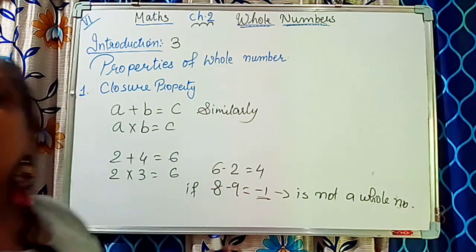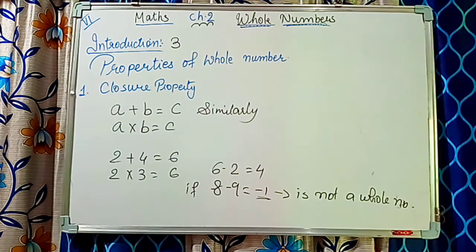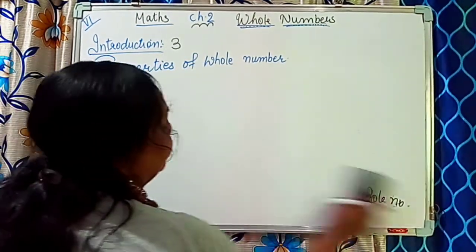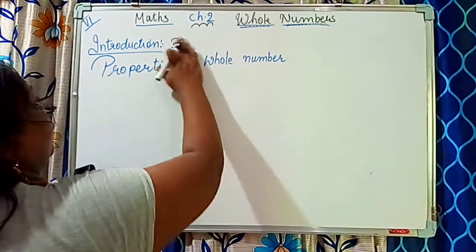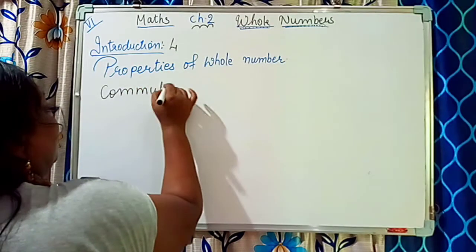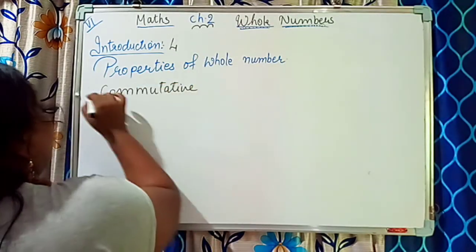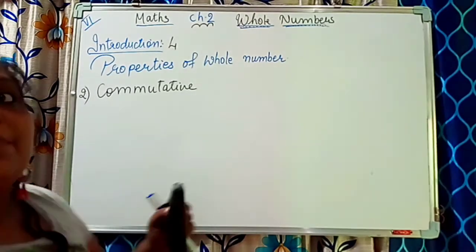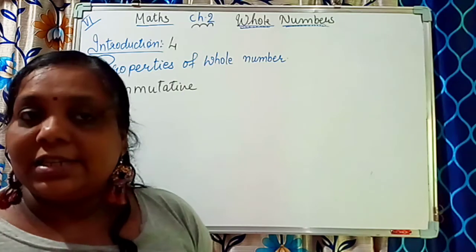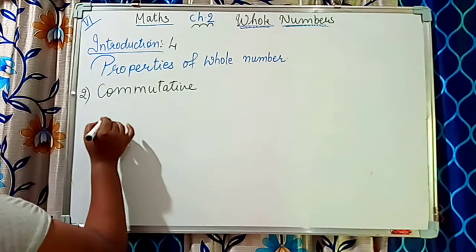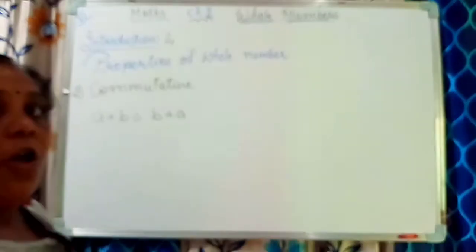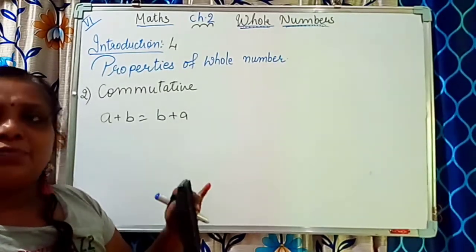Now I will explain the commutative property. It is the second one. What do you mean by the commutative property? We can do any order in additions and multiplications. Suppose, with the example, A plus B is equal to B plus A. We just have to remember this formula.